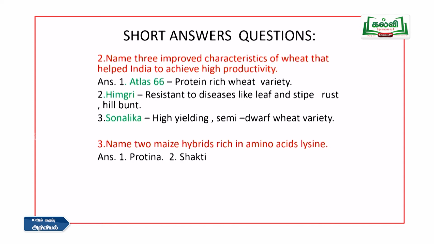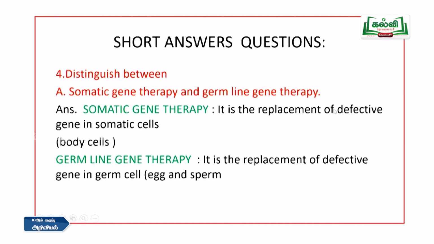Now question number 3. Name 2 maize hybrids rich in amino acid lysine. Answer, just 2 points only. Point number 1, Protina. Point number 2, Shakti. Now question number 4. Distinguish between. There are 2 questions given. Question A, somatic gene therapy and germ line gene therapy.